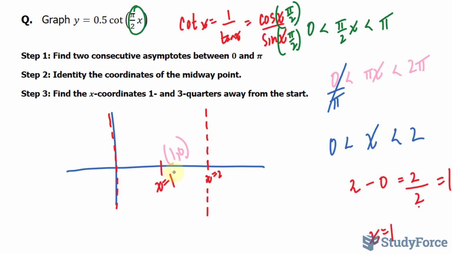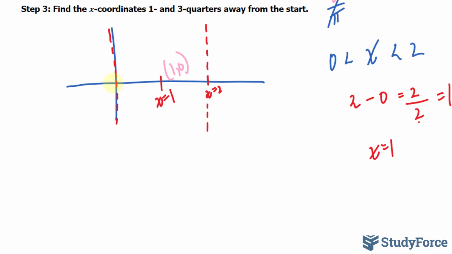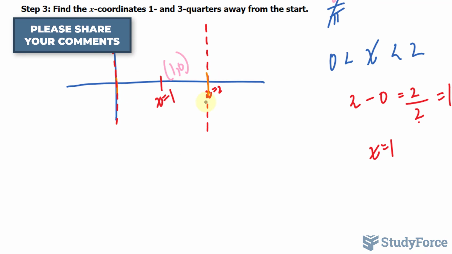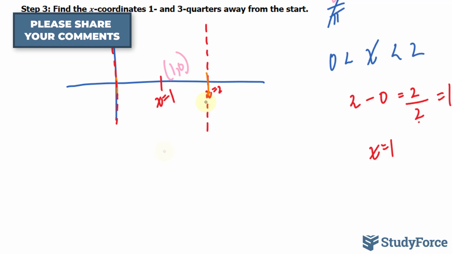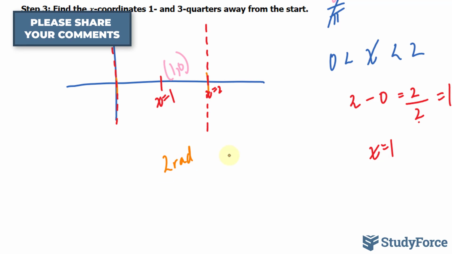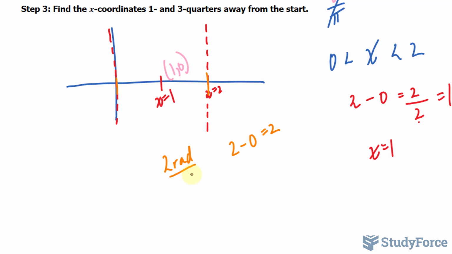Now we move on to step 3, where we find the x-coordinates 1/4 and 3/4 from the start and stop. The start is 0, the stop is 2. So that means our cycle has a period of 2 radians, or simply 2 minus 0 is equal to 2. We divide this into quarters, 4. So we have 0.5, 1, and 1.5.